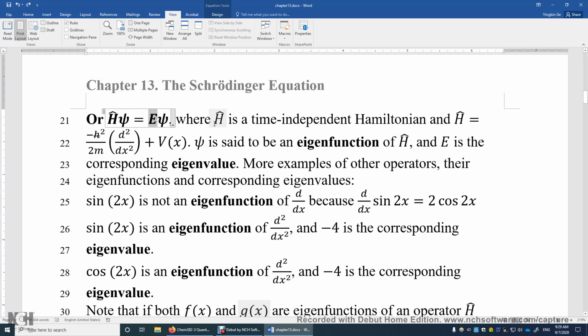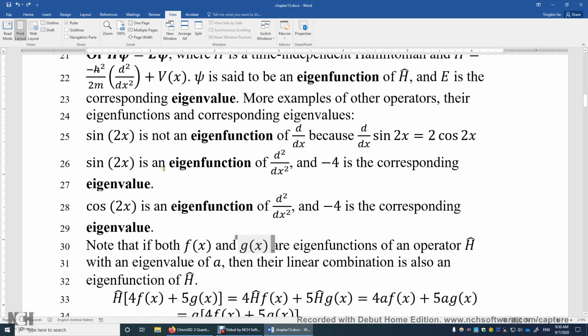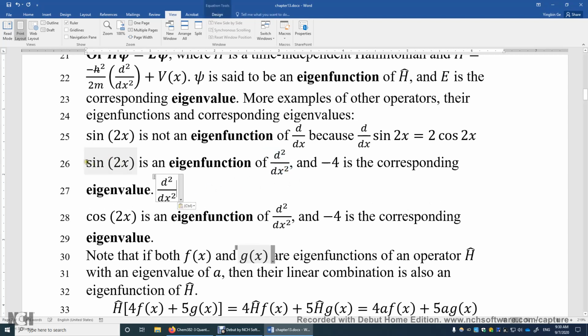I'll give you a few examples. Sine 2x is not an eigenfunction of the d over dx operator, because when we apply this operator to this function, we get a different function. If you look at the result, we cannot say the result is sine 2x multiplied by a constant. Let's look at the second example. Sine 2x is an eigenfunction of the second derivative operator. Why? If we apply the second derivative operator to this sine 2x, what's the result?